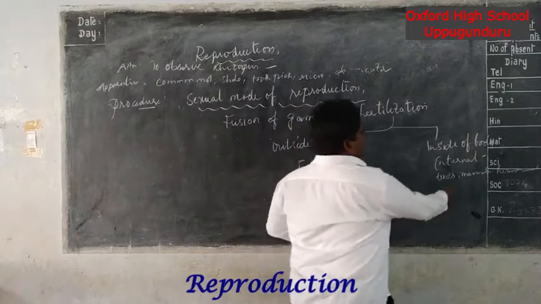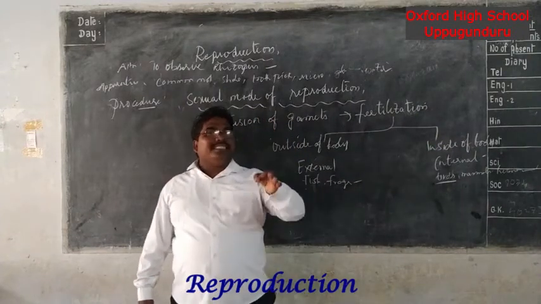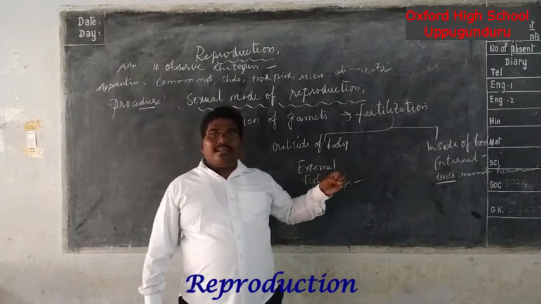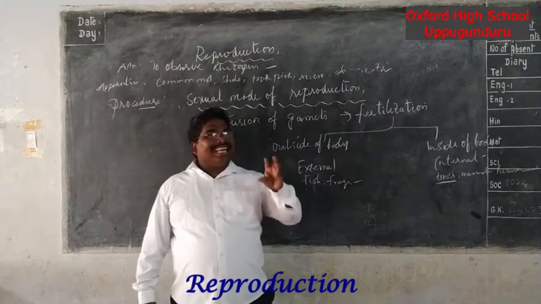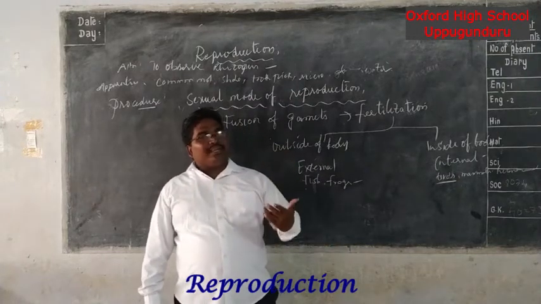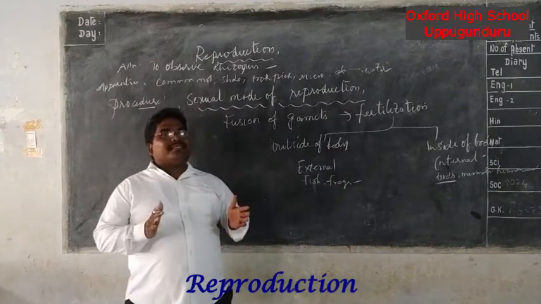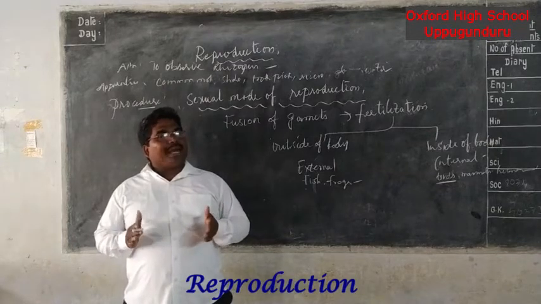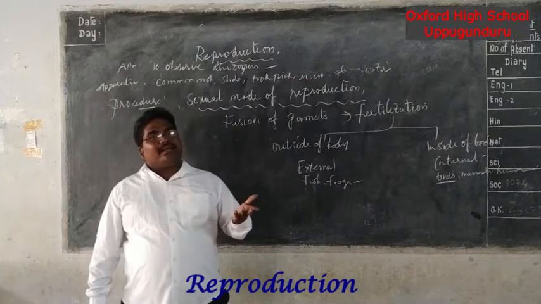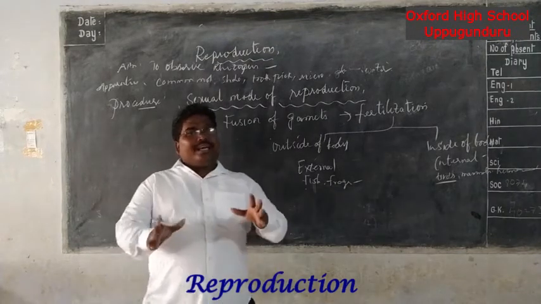Here you may think, what about the birds? The birds release the eggs outside and the babies come out from the egg. Don't you think like that? As a matter of fact, birds are land animals. The eggs of land animals, either birds or reptiles or whatever, are fertilized inside the body of the female organism. Then the cells in the egg divide and develop into the zygote. So the eggs of oviparous animals like birds are fertilized inside the body of the female.